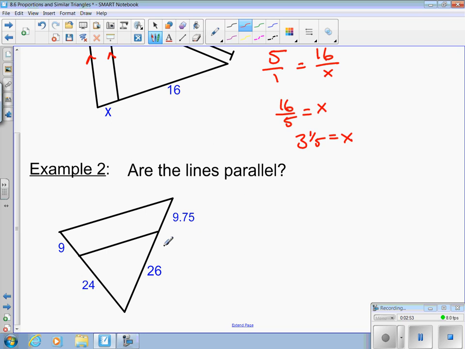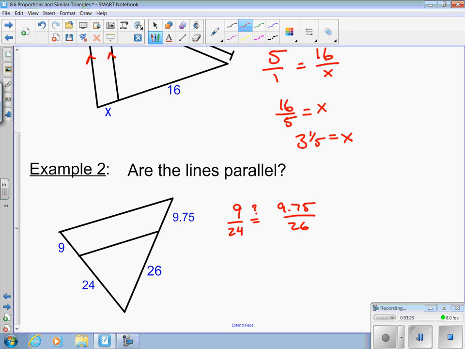Are these lines parallel? We don't know. What we want to check is whether the converse of that theorem is true. If the ratio of this segment to this segment is equal to the ratio of this segment to this segment, then they are parallel. So let's say 9 over 24. Does that equal 9.75 to 26? Don't know yet.